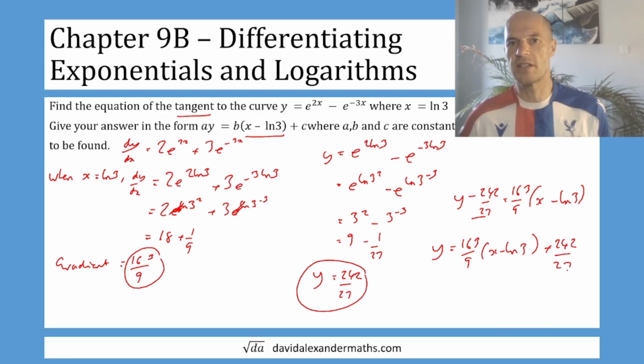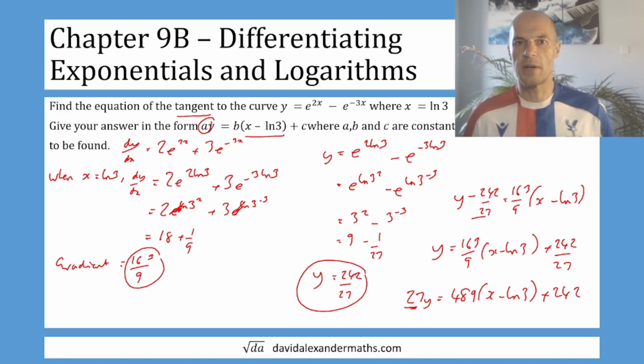242 over 27. And because I'm looking for a number in front of the y, I'm just going to multiply through by 27. So I'm going to get 27y equals 163 over 9 times 27, which is the same as 163 multiplied by 3, and that is 489, times x minus ln 3, plus 242. So A is 27, B is 489, and C is 242.